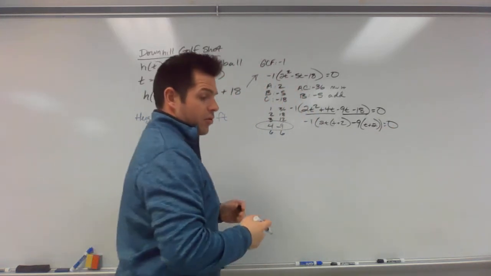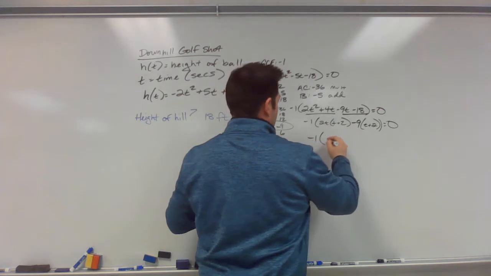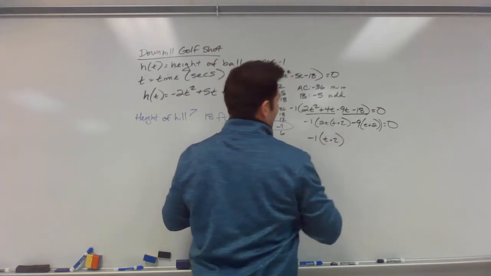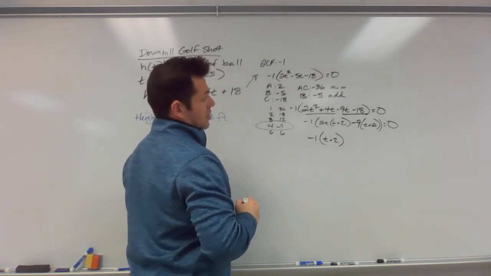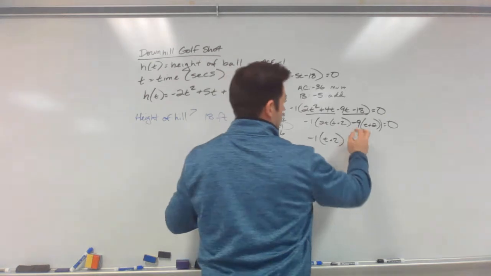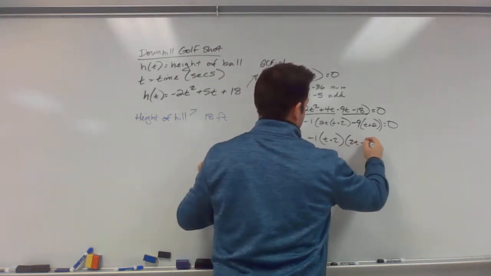Finish up the factor by grouping. We'll get our groups together. I got my common binomial, t plus 2, and I have my binomial that's formed by the GCFs, 2t minus 9.